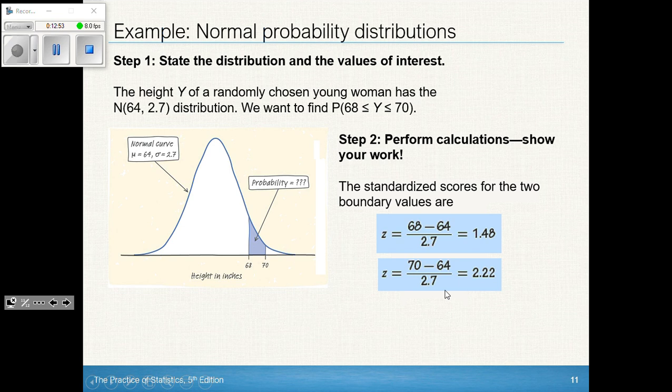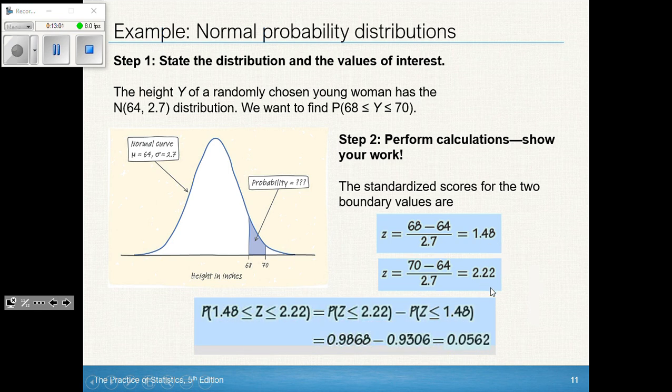Now we go back and do something similar to how we did it in chapter 2. Take each number minus the mean divided by the standard deviation. Those are my Z scores. Look on my chart or possibly use the calculator to find that area. It's reasonable that this area is about 6%. Not so much 98%, that's everything below 70, or 93% is everything below 68. So in the middle here, it's about 6%. Means there's a 5.6% chance that if I randomly select a woman from this population, her height will be between 68 and 70 inches tall.